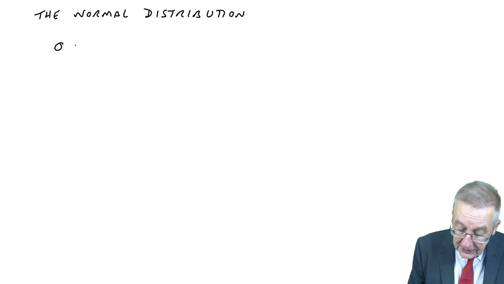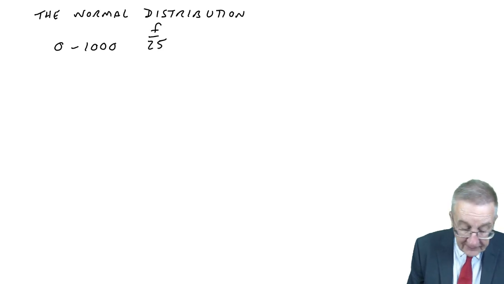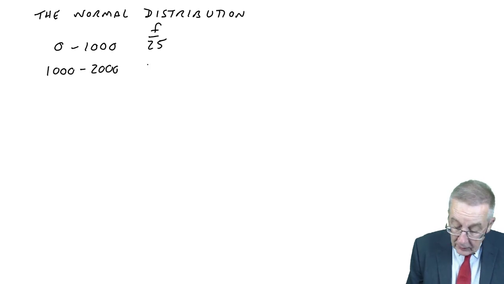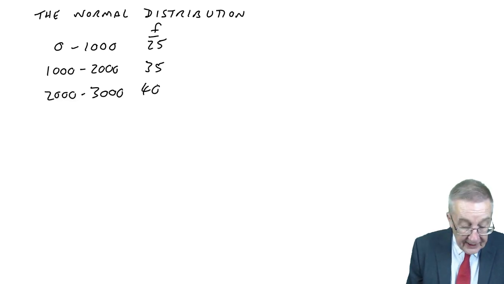0 to 1,000. There were 25. 1,000 to 2,000. There were 35. 2,000 to 3,000. There were 40. And the range 3,000 to 5,000. There were 50.